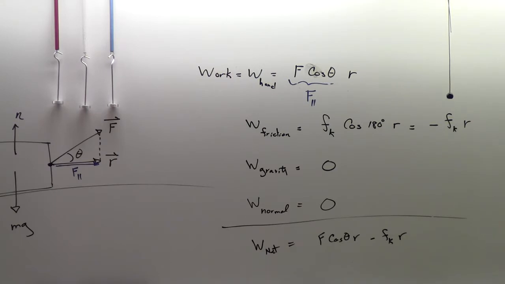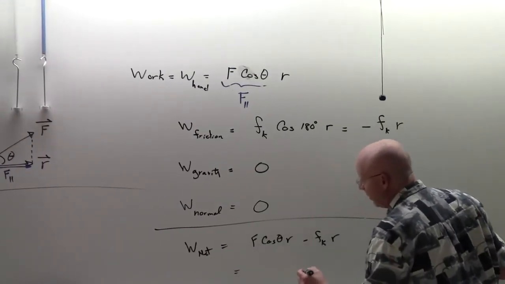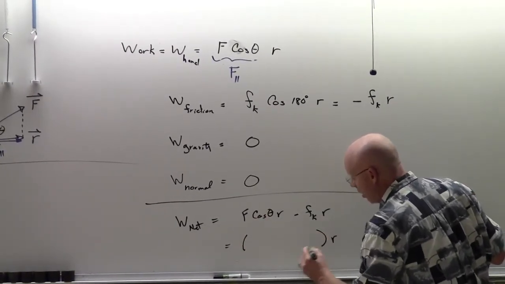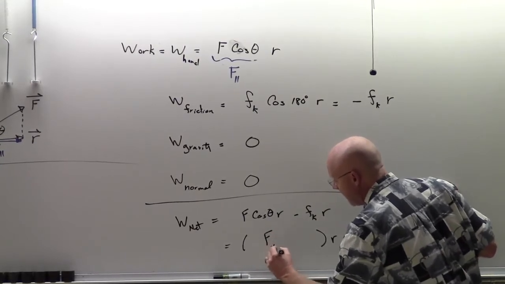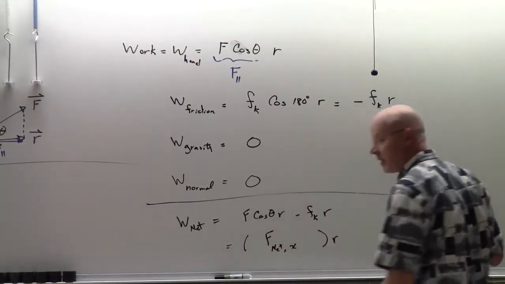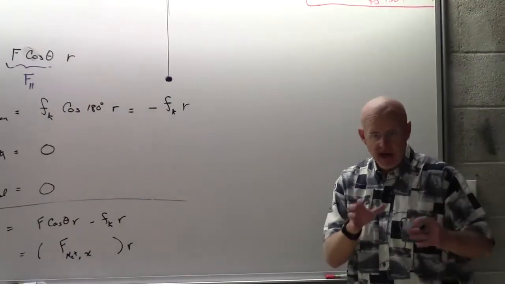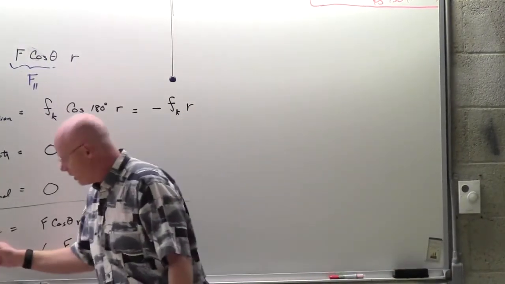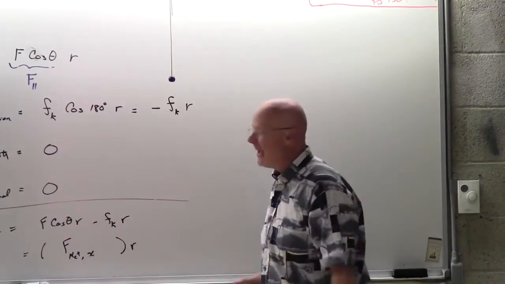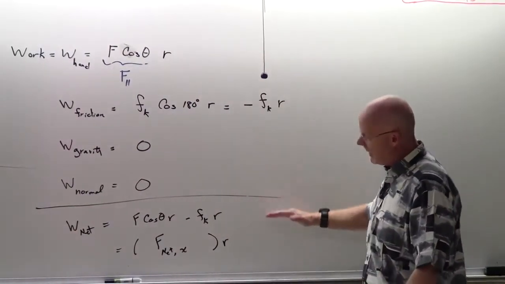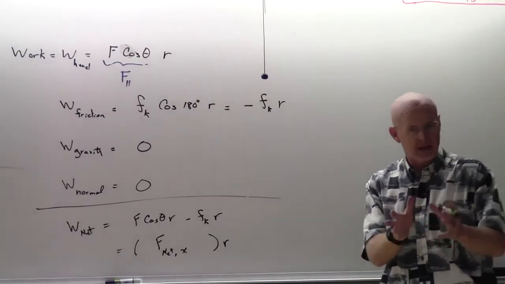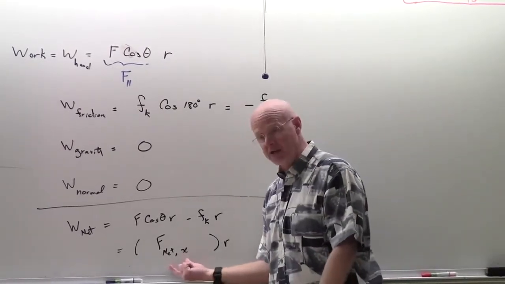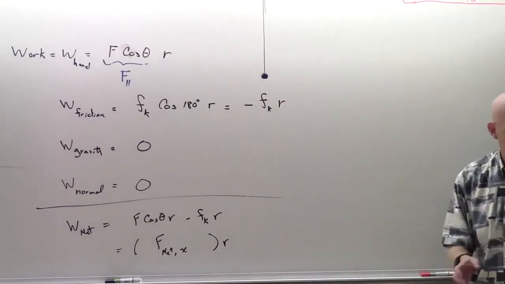And probably not a surprise, if you look real closely at this, once you factor out an r, this is the net force in the x direction. Or put another way, it's the net force in the direction that it moved. And so the net work would be thought of as either A, adding up the work done by the individual forces, that makes sense, hopefully, but also it is equal to the net force times the distance it moved.